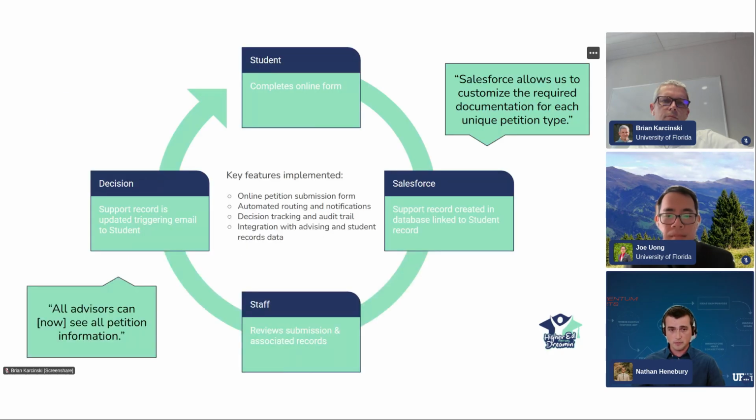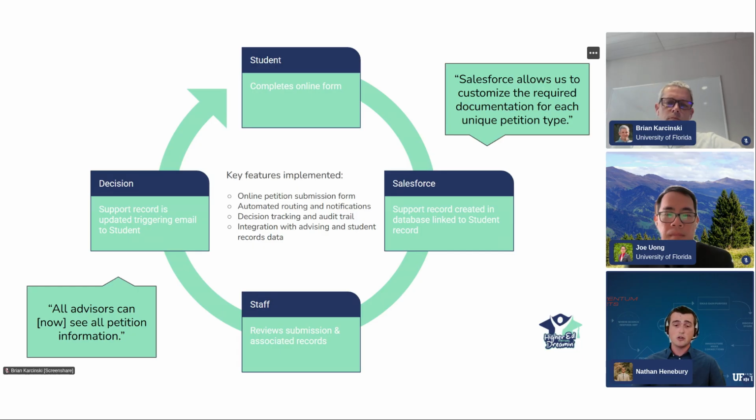We can go to the next one. So this is the cycle of kind of what the process looks like. Now, with this new process, a student would have access to the form online, or they go and speak to an advisor. The advisor sends them the link. They would complete that online form, state all the reasons, what they're petitioning, why they're doing so. And once they hit submit, that record is created in Salesforce. It's created as an advising support record, as a petition.